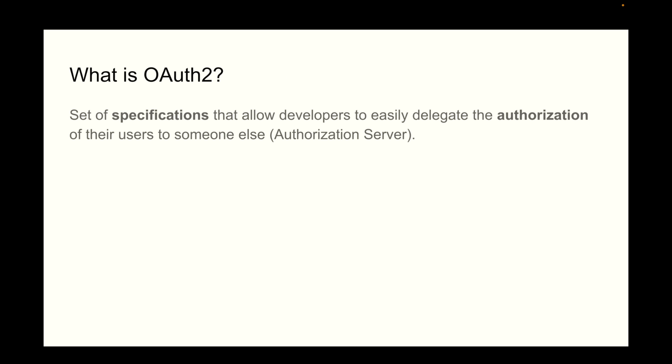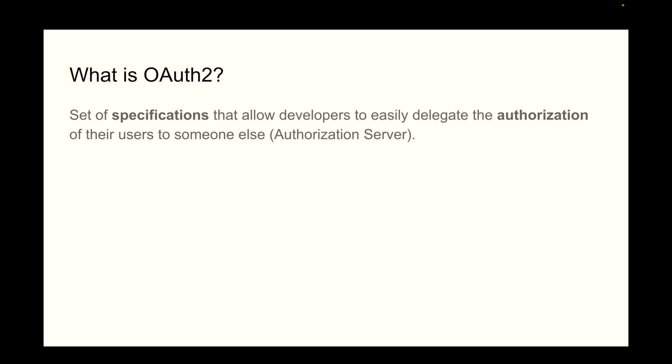Now let's see what is OAuth2. OAuth2 basically is a set of specifications that allows developers to easily delegate the authorization of their users to someone else. That means we don't have to keep the information of the users in our database. We don't need to implement many things related to user management. We can just take help of something else, and that is called authorization server, and we are good to go.